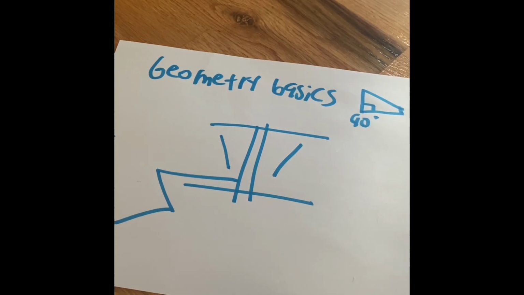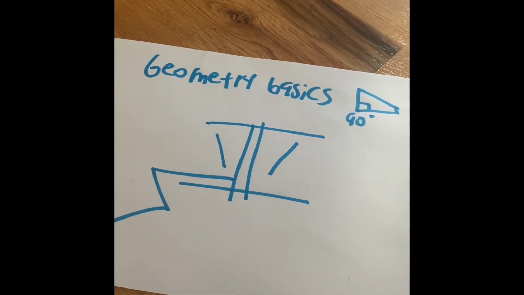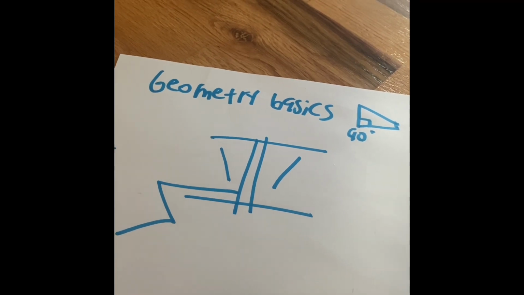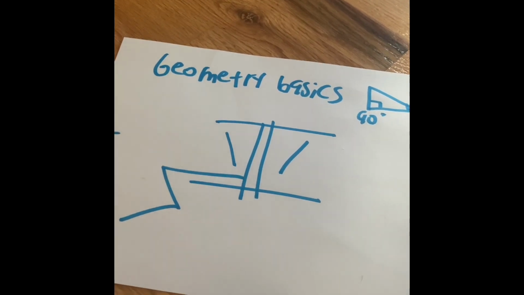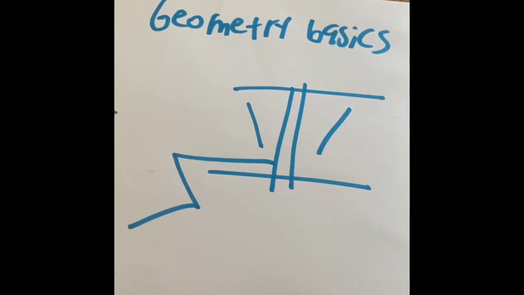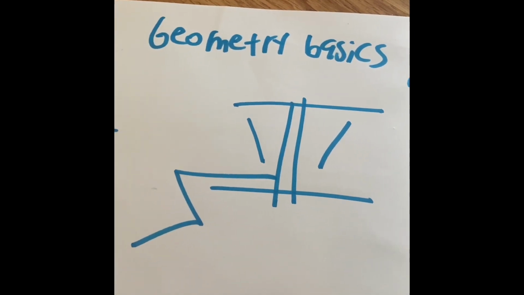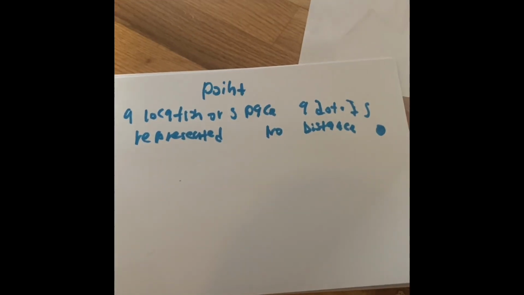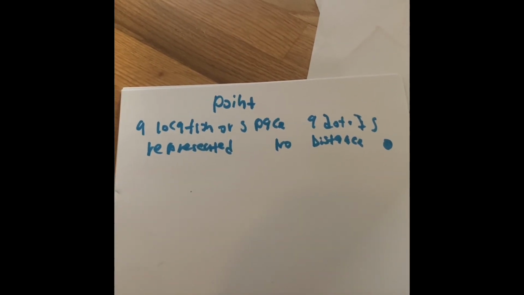If geometry never existed, we have no shapes. And since Earth is a shape because it's a sphere, we would be dead. So that's why we need geometry. So let's get to the point of what the first basic is. So here is the point. Well, yeah, the first basic is a point.